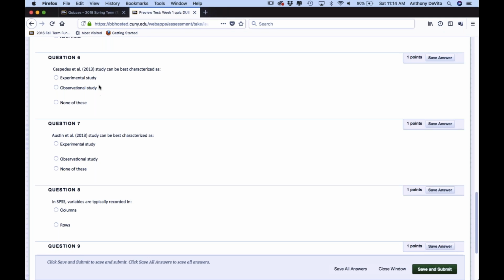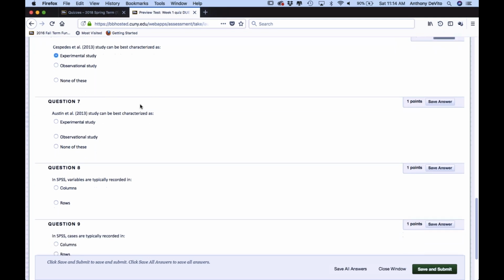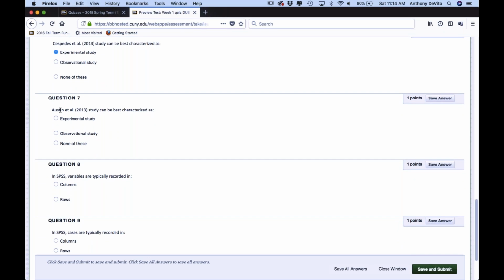So let's see. What type of study is this? Study can best be characterized. I don't remember it right now off the top of my head, but my recollection is that it was an experimental study. It compared two groups, right? So I think the answer there was experimental. If we get a chance to go back over it.